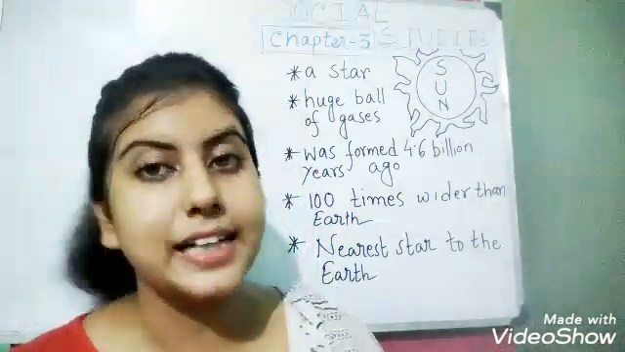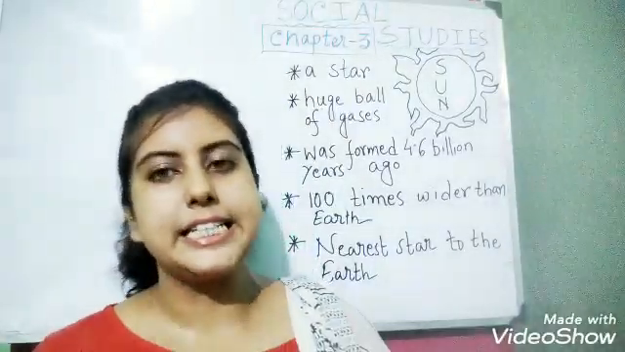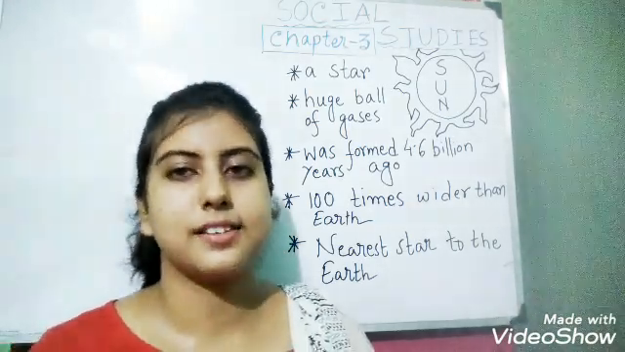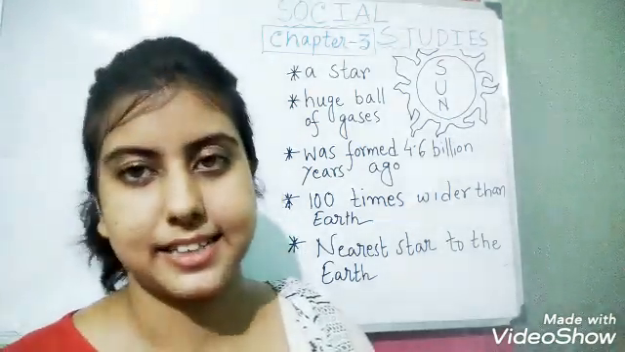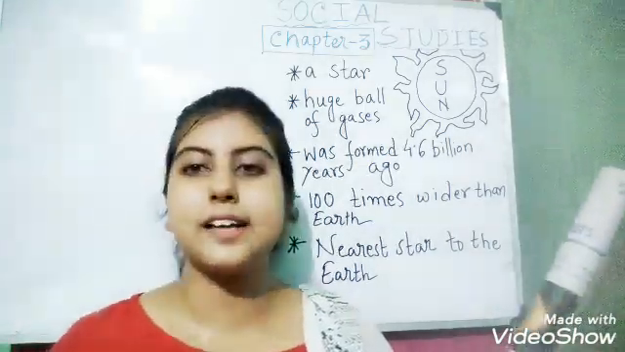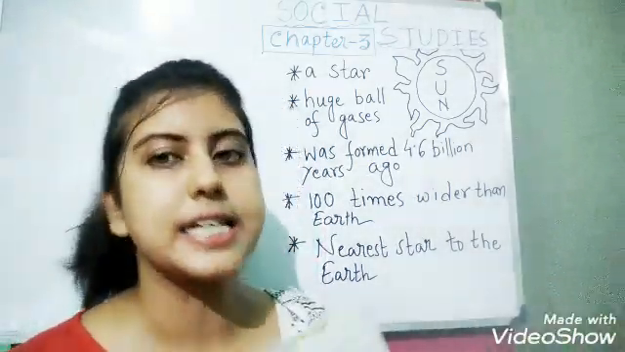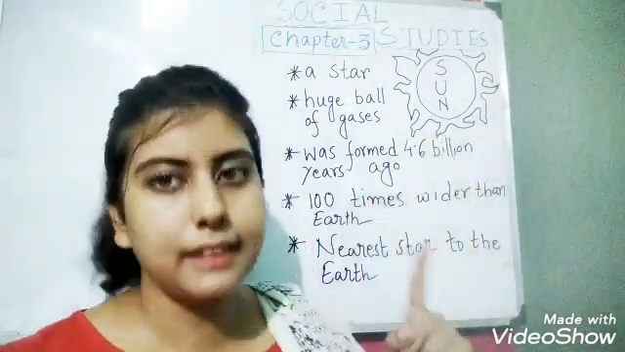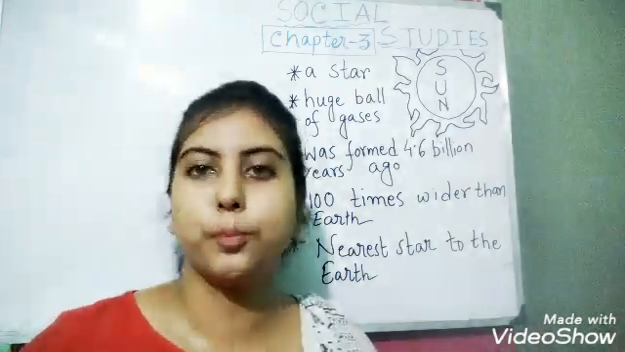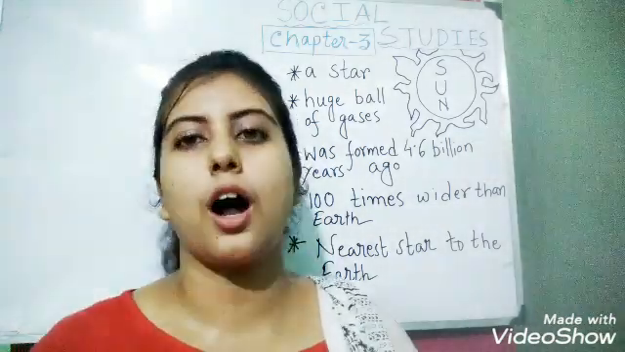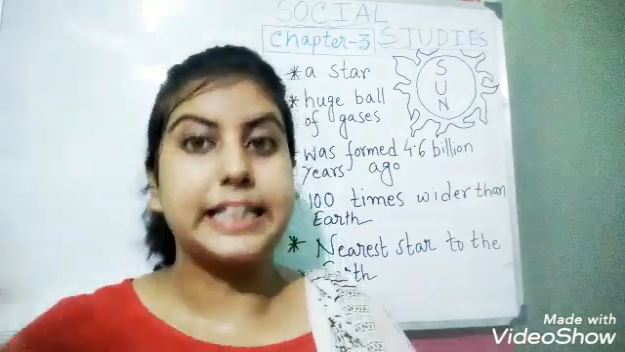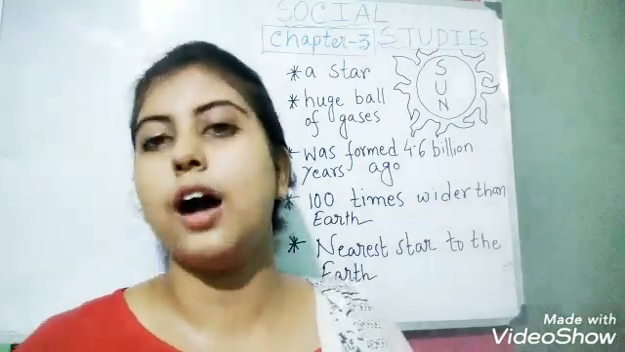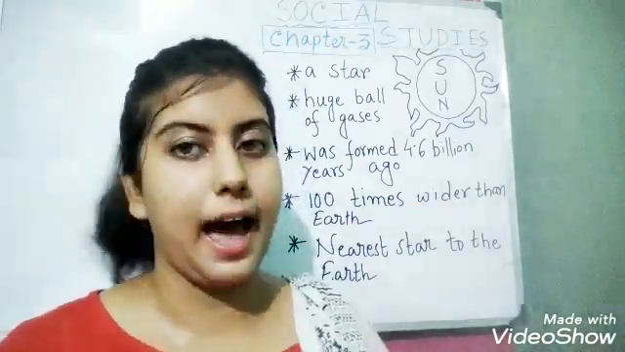We can find the sun in the daytime in the sky. It gives us light and heat. Now, it is a huge ball of hot gases. Now, children, the sun is nothing but a huge ball of gases which are very hot. The gases are reacting with each other and they are forming heat and light.